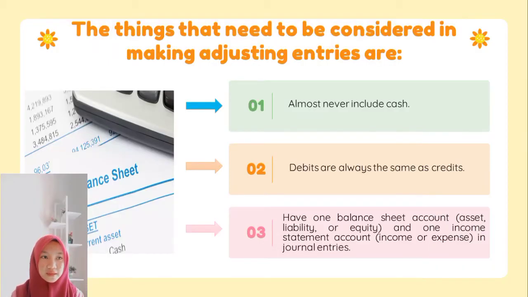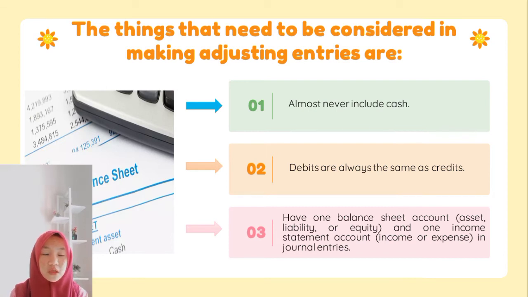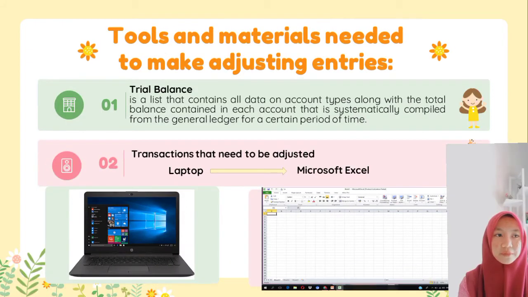The things that need to be considered in making adjusting entries are: 1. Adjusting entries almost never include cash. 2. Debits are always the same as credits. 3. Have one balance sheet account, asset, liability, or equity, and one income statement account, income or expense, in journal entries.